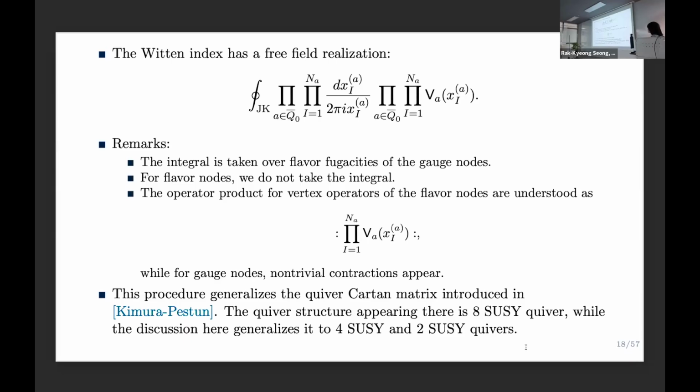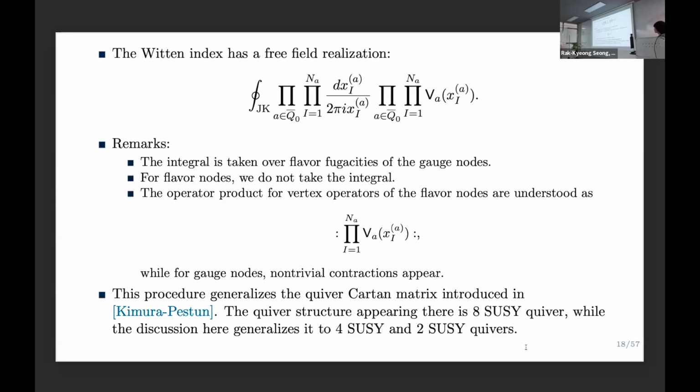Then after you expand, each of the vertex operators here will have non-trivial contraction with each other. So after you compute it, it will reproduce this free field realization, which is composed of two parts. One will be the rational functions written in Sinh functions, and the other one will be an operator part. In this way, you can get an operator lift-up of the Witten index of the partition functions. And actually, this procedure will give what I will call the QQ characters.